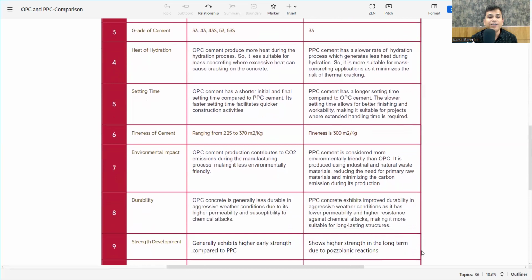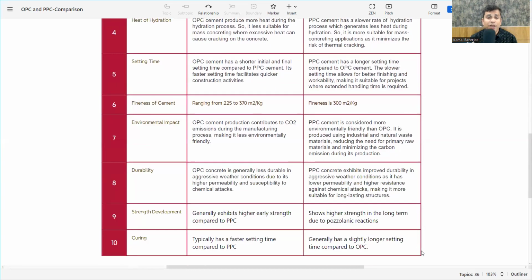A faster setting time facilitates quicker construction activities. So if you need a quicker setting time for faster construction activities, OPC's setting time is less, so it is usable. But PPC cement has a longer setting time because of the pozzolanic reaction. This slower setting time allows for better finishing and workability, making it suitable for projects where extended handling time is required. So if timing is not a problem. But nowadays PPC is also used in mass construction where we need faster progress, using different types of admixtures.